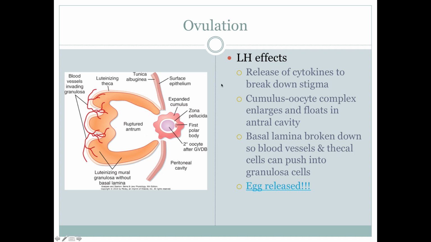Okay, so ovulation, we mentioned whenever LH is around, it's going to drive ovulation. So it is going to help release cytokines, these chemical signals, to break down the stigma. This cumulus oocyte complex floats out into the antral cavity. Then this basal layer and the thecal layer are broken down, and then eventually the egg and the associated cumulus complex around the zona pellucida can be released into the body. So it's a nice long process.